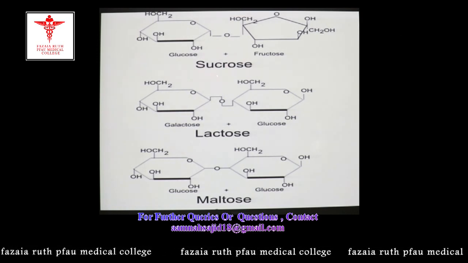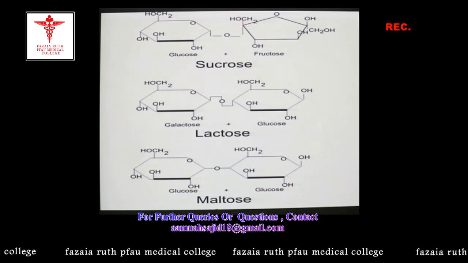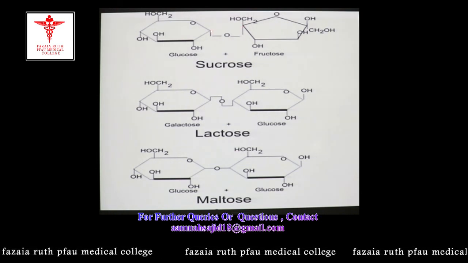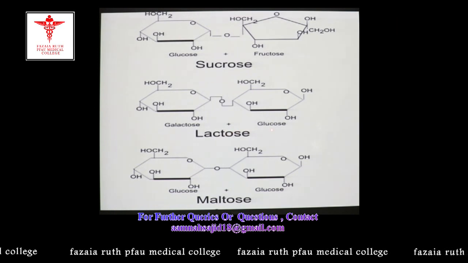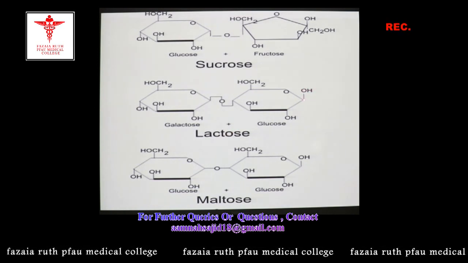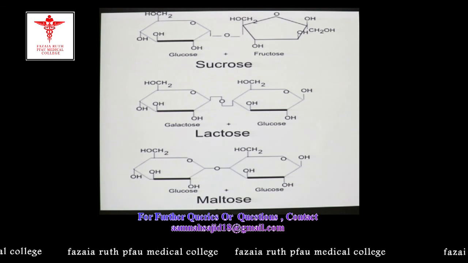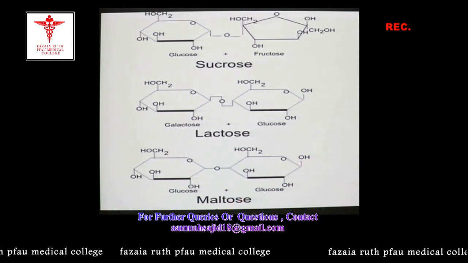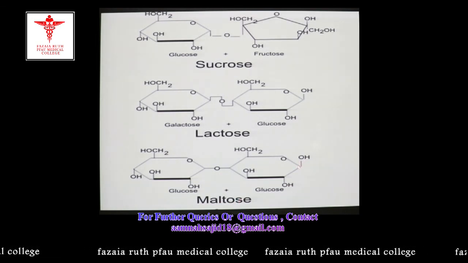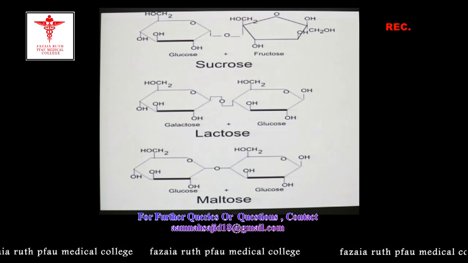Sucrose is a non-reducing sugar because there is no hydroxyl group attached at the anomeric carbon atom. Lactose is a reducing sugar because there is a hydroxyl group attached at the anomeric carbon atom. Similarly, maltose is also a reducing sugar because a hydroxyl group is attached at the anomeric carbon atom.